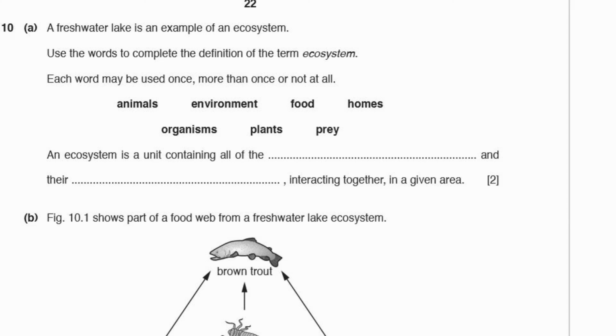Question 10a. A freshwater lake is an example of an ecosystem. Use the words to complete the definition of the term ecosystem. Each word may be used once, more than once, or not at all. Okay, so we have a selection of words under here. So looking at the definition, an ecosystem is a unit containing all of the organisms. Not just the animals, not just the plants, not just the prey. It's everything. And their environment.